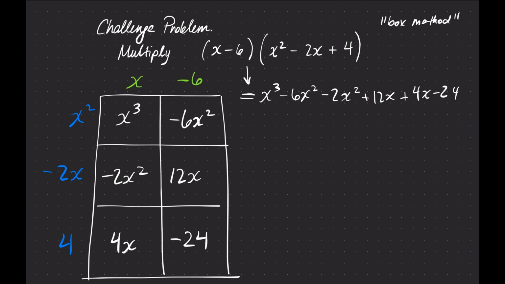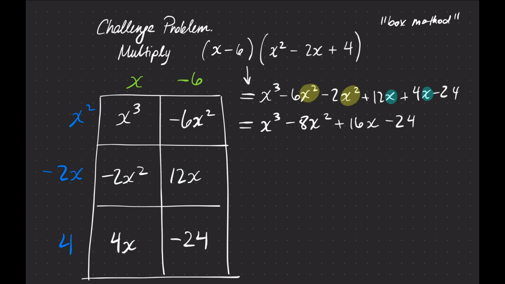Here I see I got some like terms hanging out. Looks like I have x squareds here and x squareds here. And let me just highlight the variable. I have an x squared here and an x squared here. And then here I have an x and an x. And those look like the only like terms. So simplifying those, keep x cubed the same. Negative 6 and negative 2, of course, is negative 8x squared. Plus, and then here we have a 16x, then minus 24.